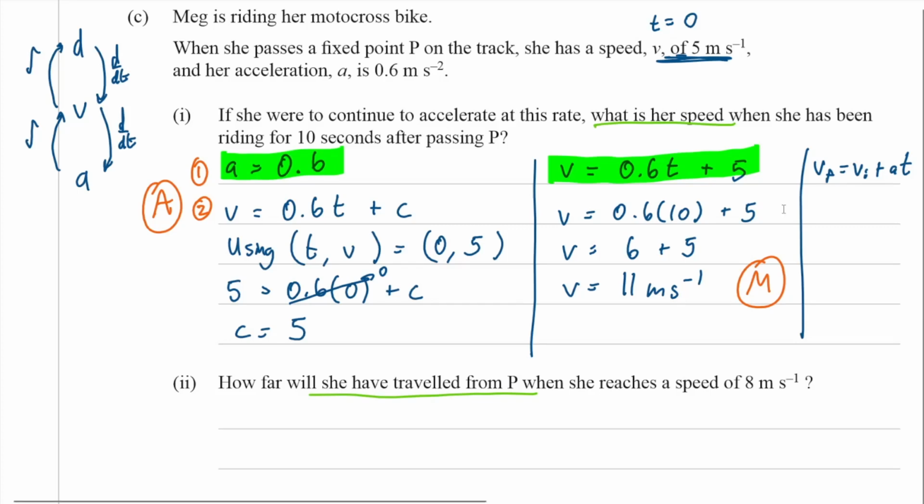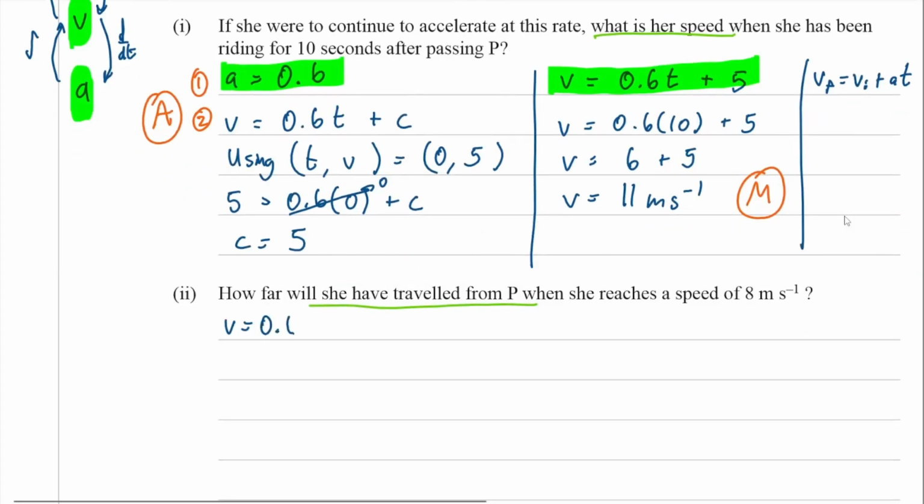So in fact, let's start with that. So we were given acceleration initially as 0.6. We anti-differentiated and substituted in a point to solve for speed. We can now do the same but for distance.